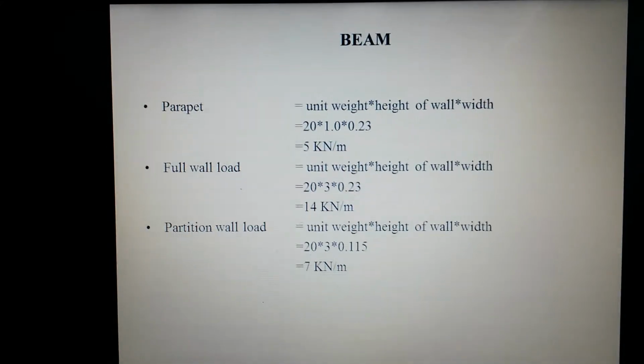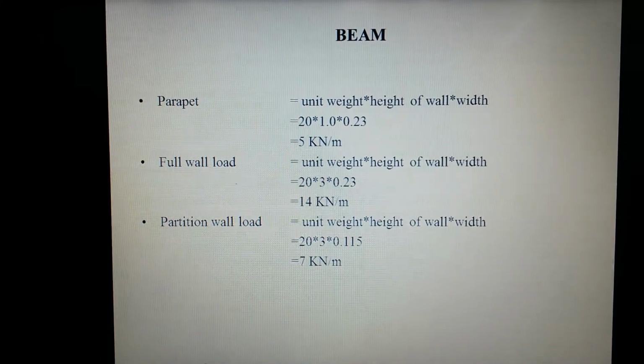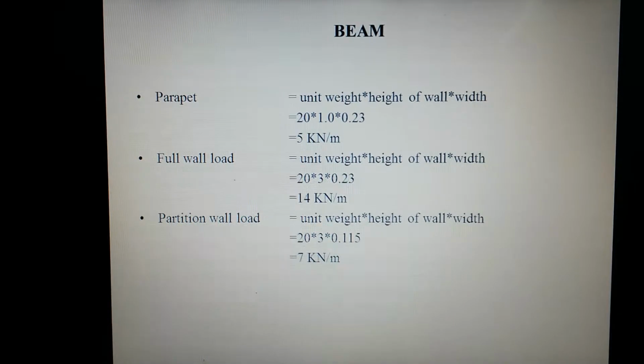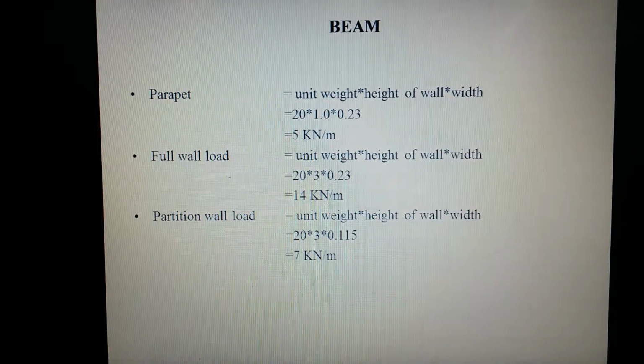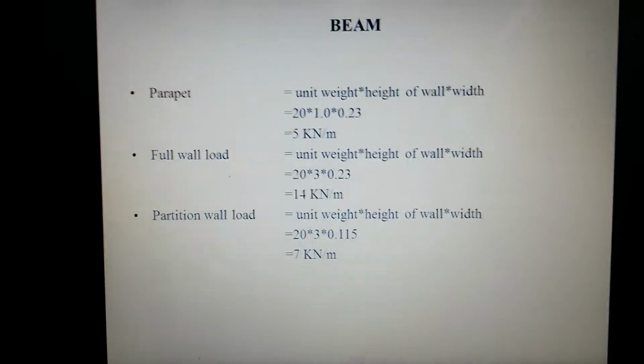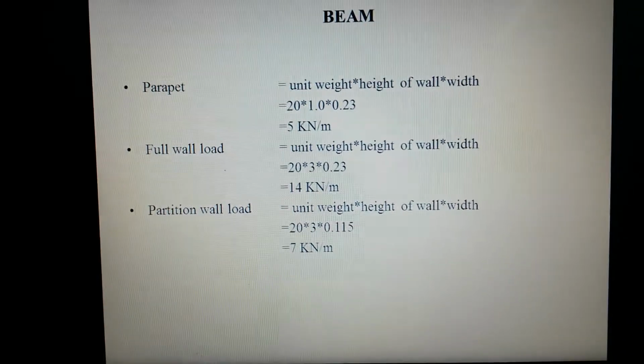Similarly, for the partition wall, the width would be 0.115 meter. Next, the load acting on the beam: the parapet wall load, the full wall load and the partition wall load. This is calculated using the formula unit weight into height of the wall into width.